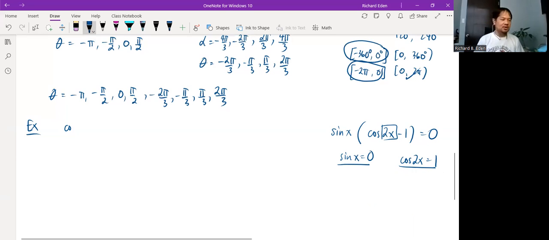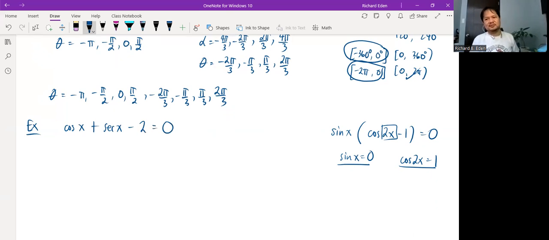So the next equation is the following. Cosine of x plus secant of x minus 2 equals 0. Well, both of them are x.